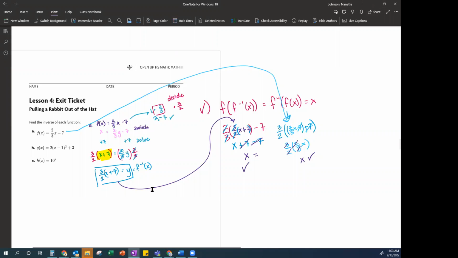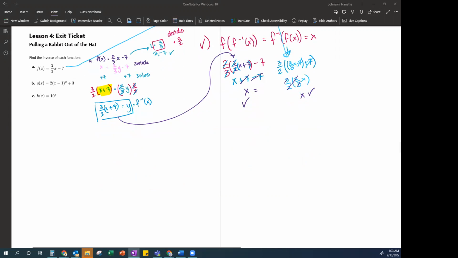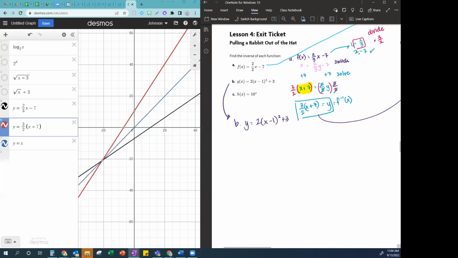So B really quick. Miss Johnson has to hurry up. B really quick looks like this. So I'm going to just write y equals 2 parentheses x minus 1 squared plus 3. And it says to find the inverse of each function. If you remember stuff about our inverse and our squared, you should be remembering something.